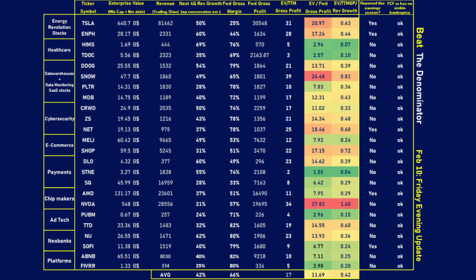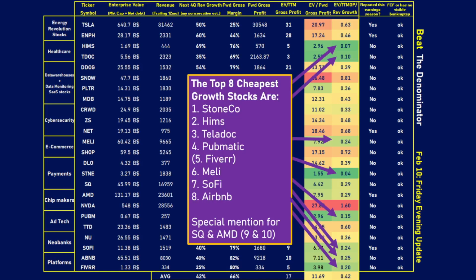So what are the least expensive stocks right now, as of this Friday, February 10th, in the evening? There's been a little change. It's not HIMS anymore. The cheapest stock now is StoneCo, followed by HIMS, followed by Teladoc. Seems like healthcare stocks have crashed much more than the other stocks. So probably something to do with the reopening.